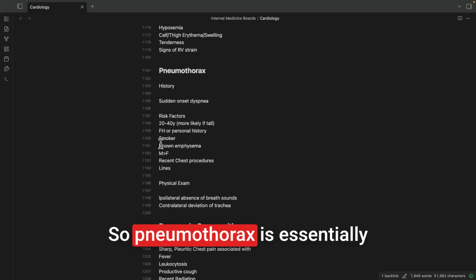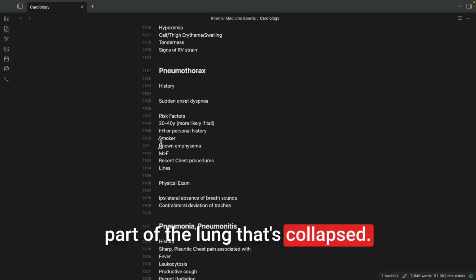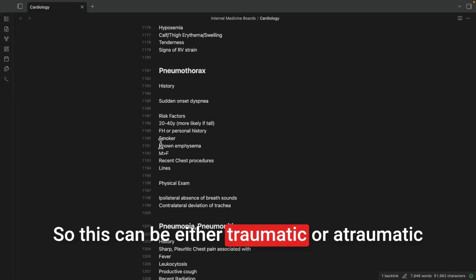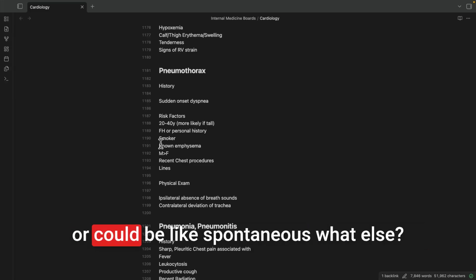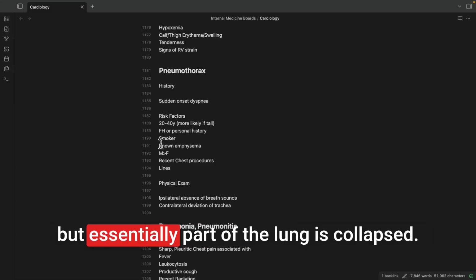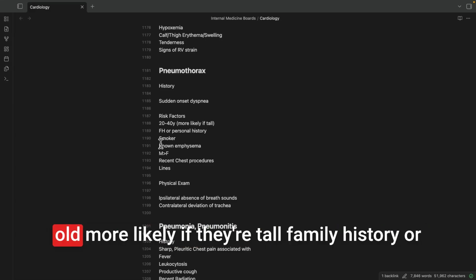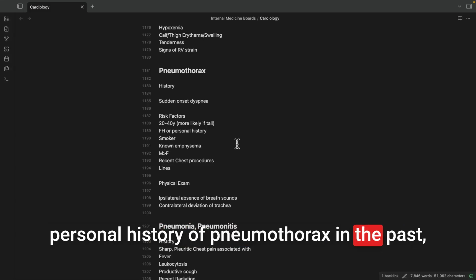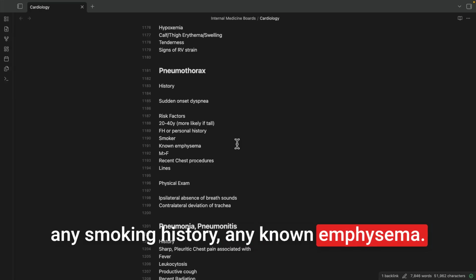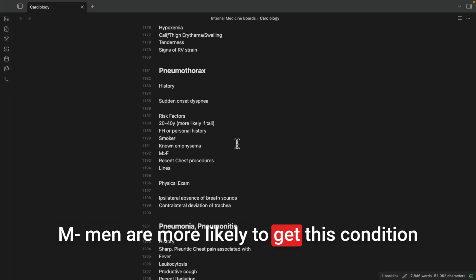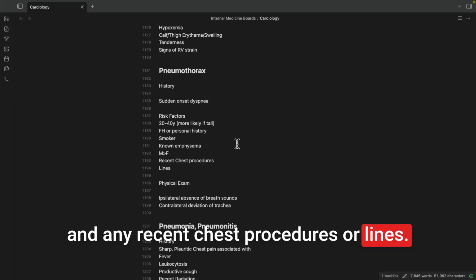Pneumothorax. So pneumothorax is essentially part of the lung that's collapsed. So this can be either traumatic or atraumatic, or could be spontaneous. There's different types of pneumothorax, but essentially part of the lung is collapsed. And for the history, you should ask if they have any sudden onset difficulty breathing or dyspnea. Risk factors are if they're 20 to 40 years old, more likely if they're tall, family history or personal history of pneumothorax in the past, any smoking history, any known emphysema. Men are more likely to get this condition, and any recent chest procedures or lines.